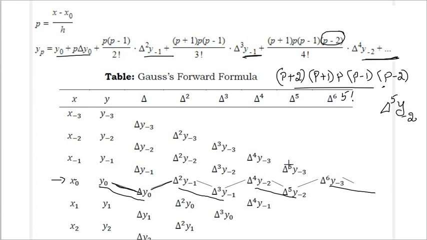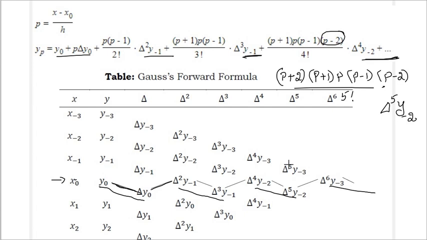So the middle value here is 1.15, so x naught is nothing but 1.15. And how about p? p is equal to x minus x naught divided by h, so p equals 1.17 minus x naught 1.15 divided by 0.05. If we compute everything, p is equal to 1 by 4, it means 0.25.